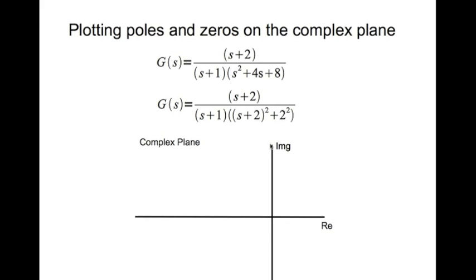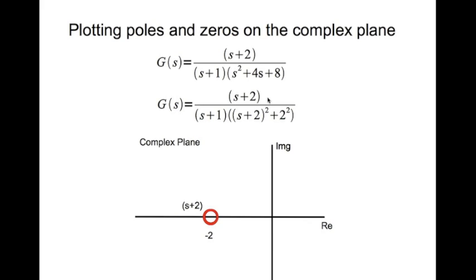You have the y-axis, which is the imaginary axis, and the x-axis, which is the real axis. This is 0. This region here is the right half plane. This region here is the left half plane. Now let's plot the poles and zeros. The zero is usually represented by a circle. I've just plotted the zero at s equal to minus 2.